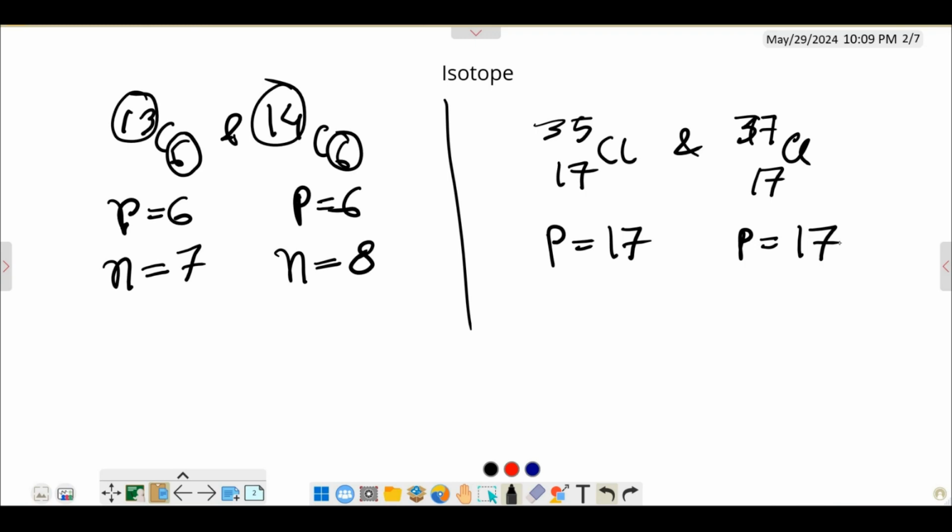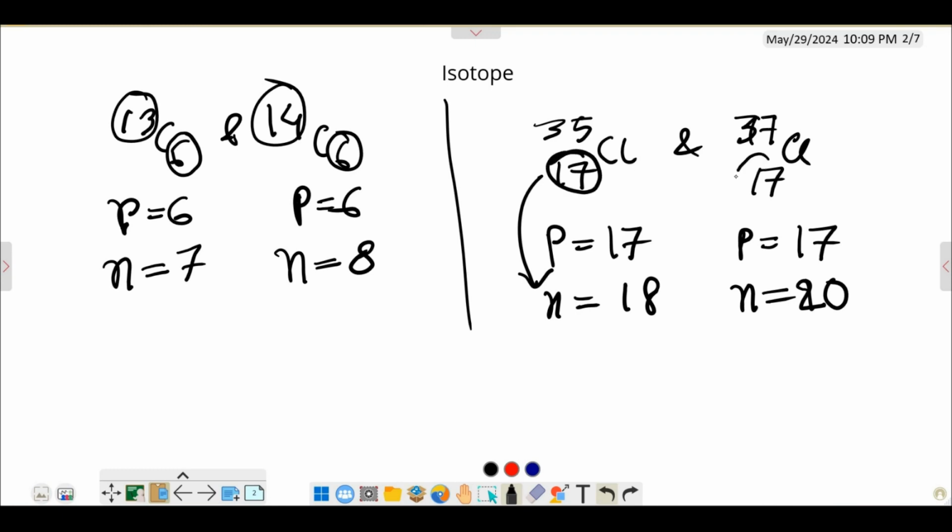But if you calculate the number of neutrons, in the first case, the number of neutrons will be equal to 18, whereas in the second case, the number of neutrons will be equal to 20. So, number of neutrons are different. Therefore, these are called isotopes. And once again, in other words, the atomic number is same, that is 17, whereas the mass number is different, that is 35 and 37.